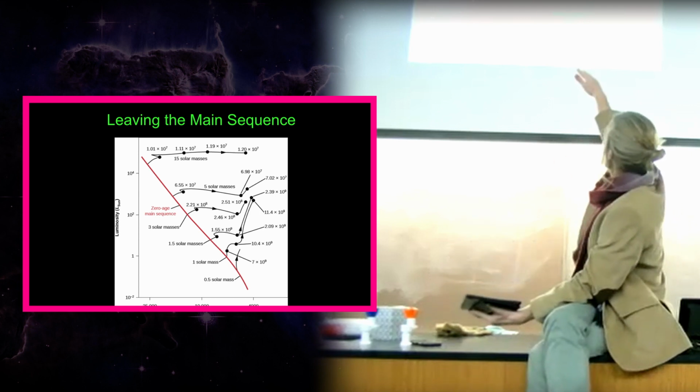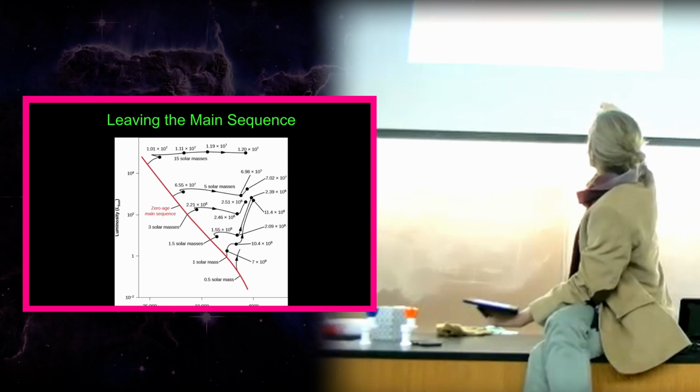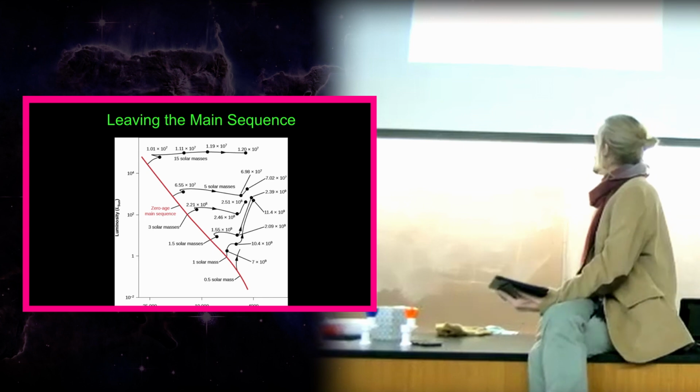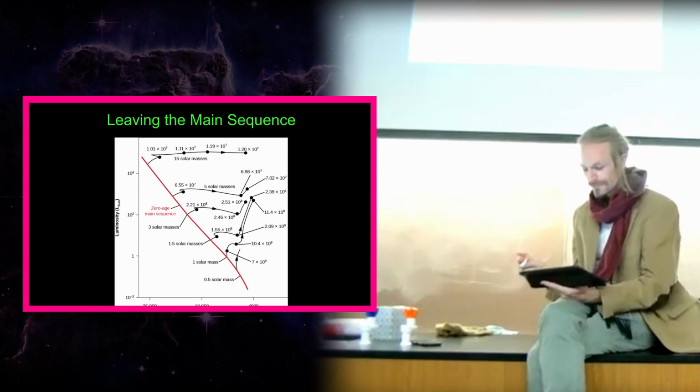Okay, so you can look at some of the timetables here. Of course, the very luminous, very hot stars are going much quicker than the ones which are dim and small. I think that's the take-home message here.